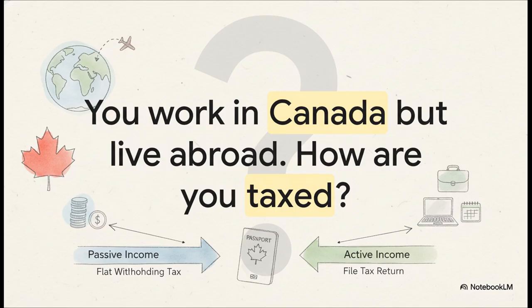You know, these aren't just textbook examples. This is the reality of a globalized world. So the big question is, how exactly does Canada get its piece of the pie? How are they taxed? That's what we're here to figure out.